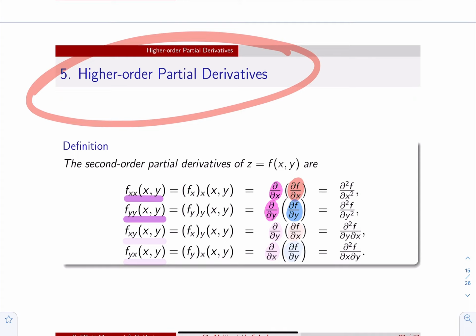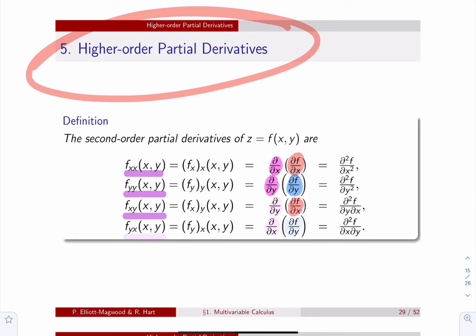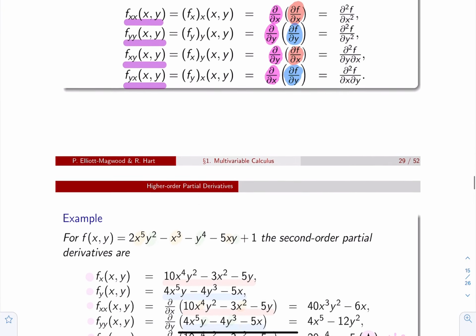Now you can also do f_xy. So f_xy is what? You start with f_x and you differentiate that function with respect to y. And the last one, f_yx: you start with f_y, and then you differentiate that one with respect to x. So be careful with the order here, because sometimes people tend to confuse it. For example, f_xy means you start with f_x and differentiate it with respect to y.